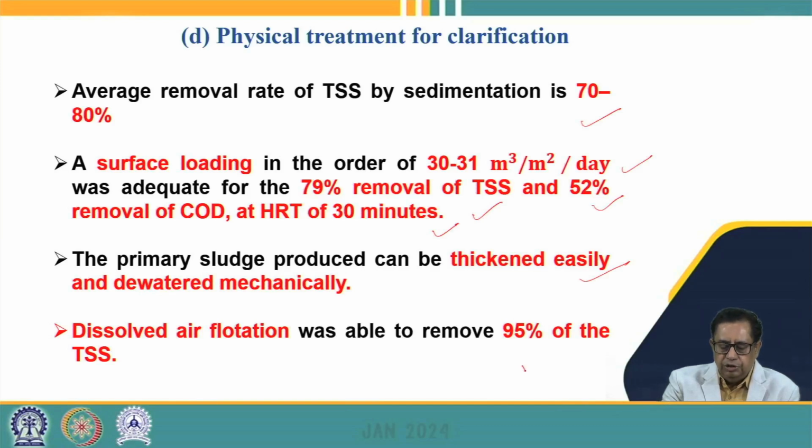And it has also been found that dissolved air flotation may be able to remove nearly 95% of the total suspended solids, because it's possible that very fine particles like fiber particles or other bark particles, which are lighter in nature, may not be removed during the sedimentation process. That's why we see that the efficiency of sedimentation for removal of total suspended solids is nearly 70 to 80%. But in case of dissolved air flotation, we may be able to achieve nearly 95% removal of the total suspended solids.